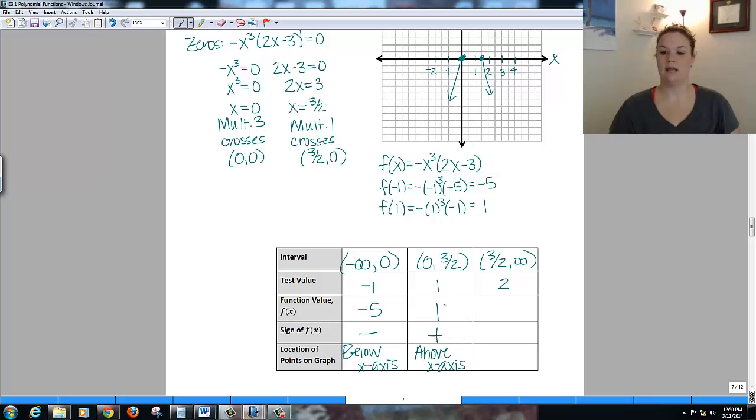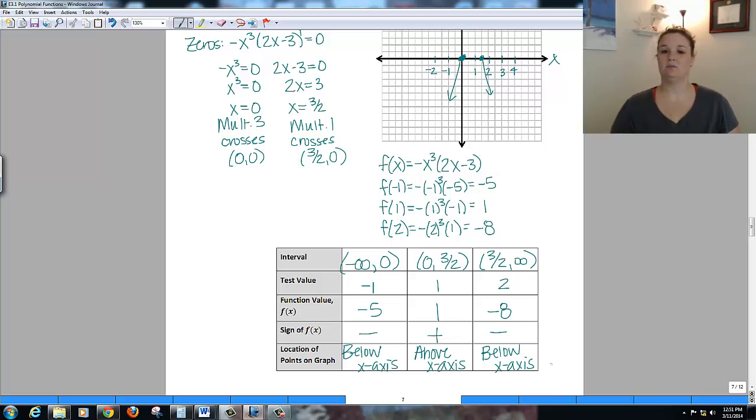And then the last value I need to plug in is 2. 2 is my representative from the 3 halves to infinity interval. So if I plug in 2, I have -2 cubed times, if I plug 2 into the second one, 2 times 2 is 4, minus 3, which is 1. So 2 cubed is 8, then there's that negative weighting out front, so I get -8. Which means this is a negative interval, which means that my y values are going to be below the x-axis.